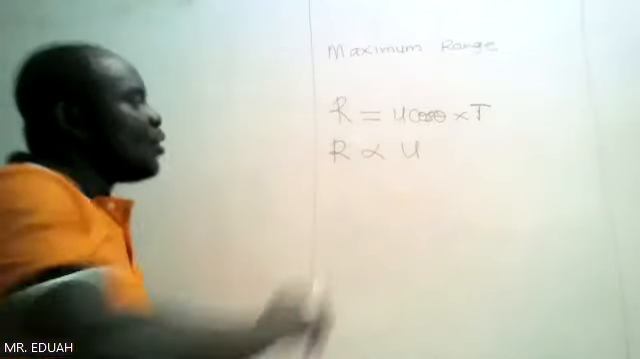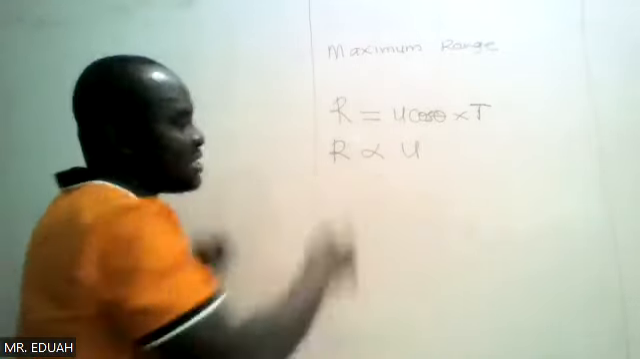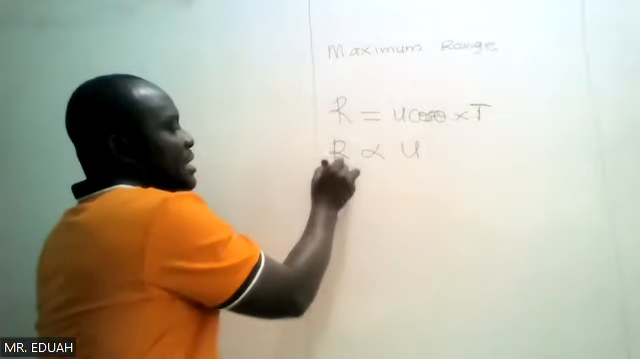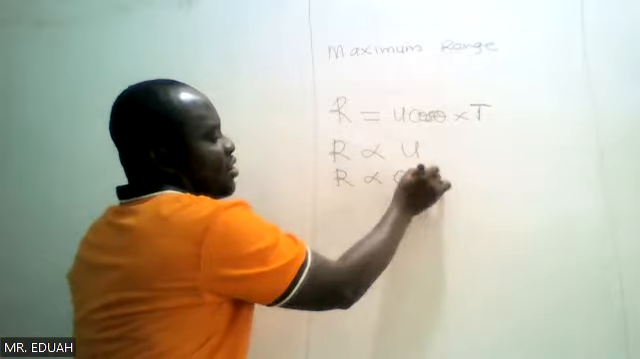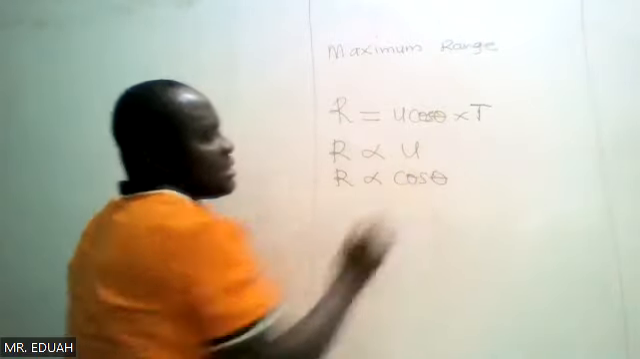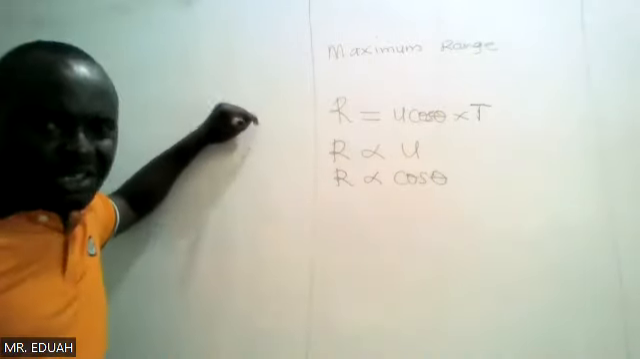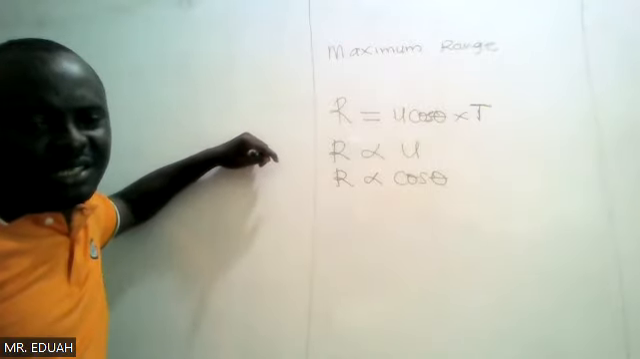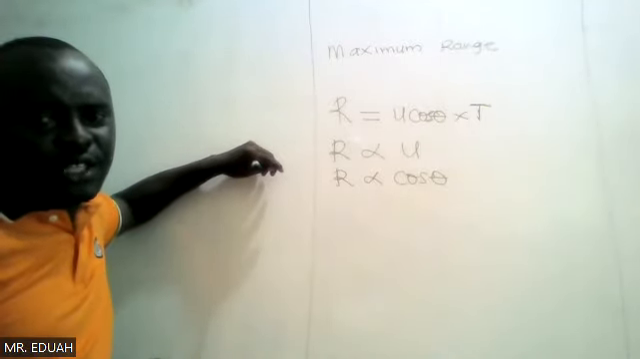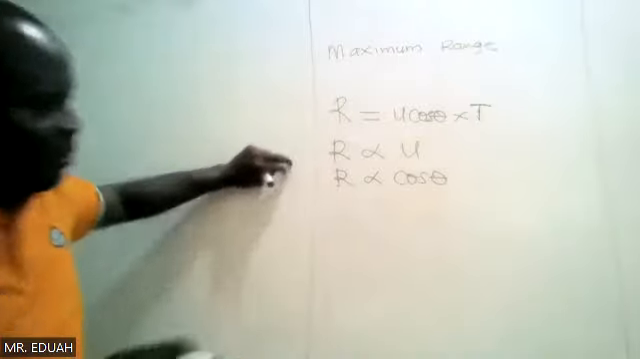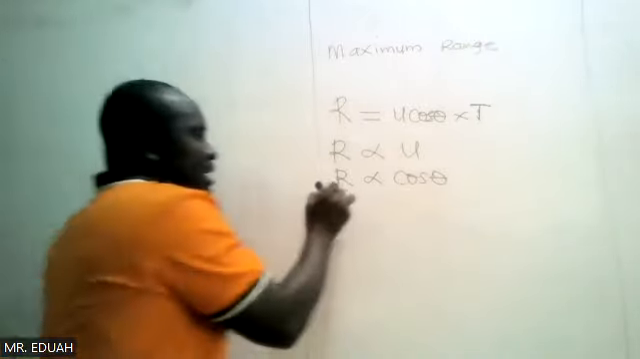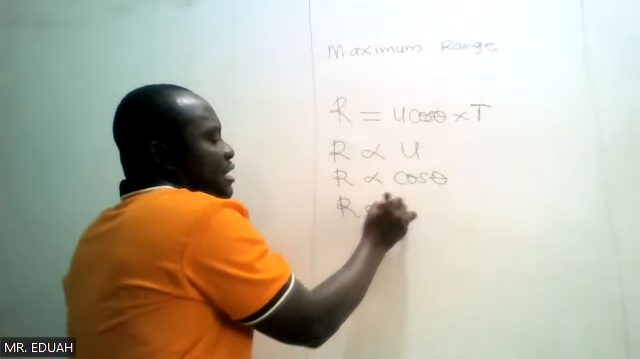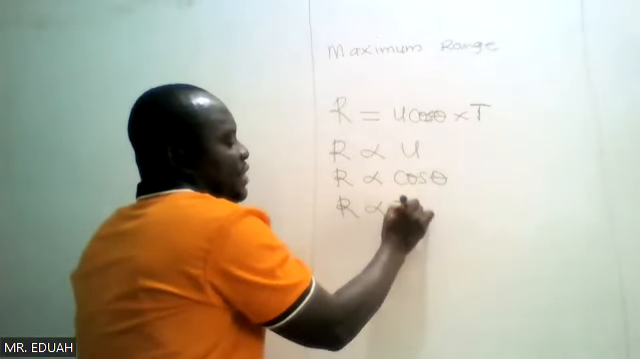So when the velocity of projection increases, range also increases. Range is also directly proportional to the cosine of the angle of tilt or inclination. Meaning when the angle changes, the cosine of it, which is the horizontal, would also change and so would affect this. Then the range also is affected by the time of flight.